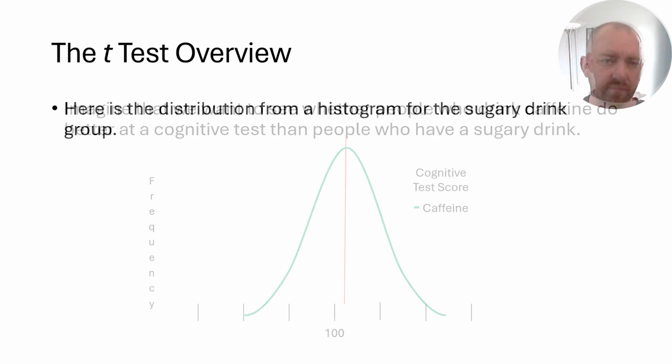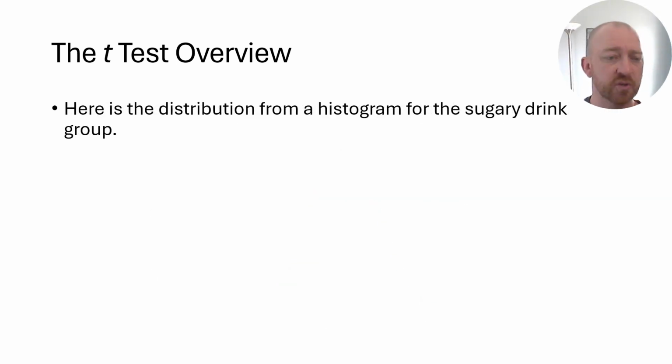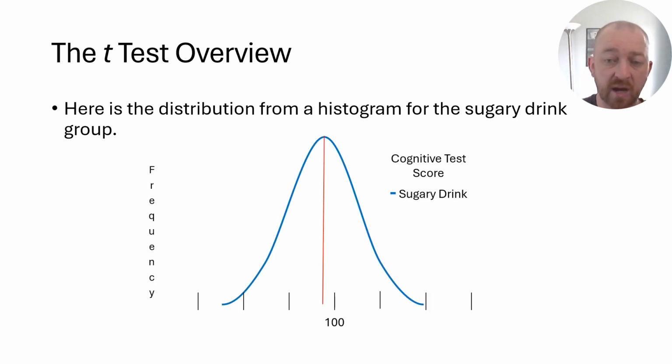Now, let's take a look at the distribution from the people who took the sugary drink, and let's say it looks something like this. I'm just making this up. But again, they had an average score of, let's call that 96, whereas the other group had an average of 104. Same thing here, you've got an average that's lower.